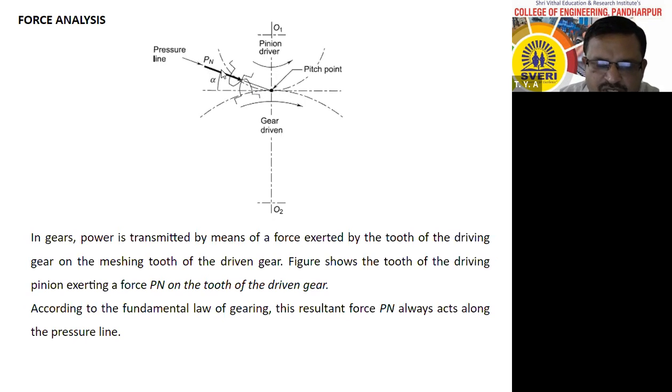Now you can resolve this force Pn into two components, vertical and horizontal. The vertical component is known as radial force or separating force. The horizontal component is known as tangential force. Because of tangential force only, power is transmitted. Because of tangential force only, torque or moment is generated.